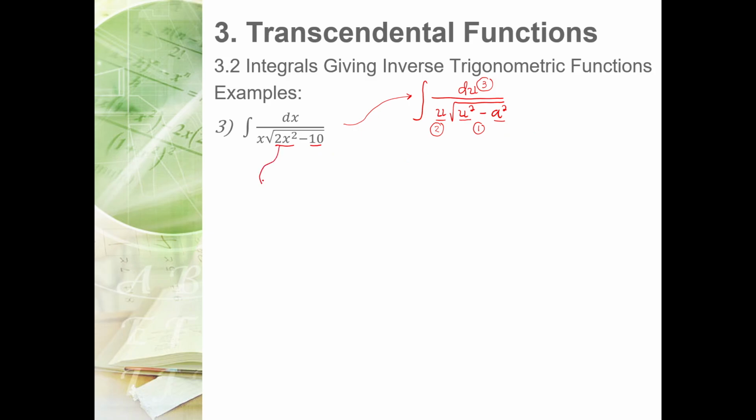Okay, so this one is your u squared. So we have 2x squared. And this one is our a squared, which is 10. So next step is getting the u variable. So u variable is square root of 2x, right?